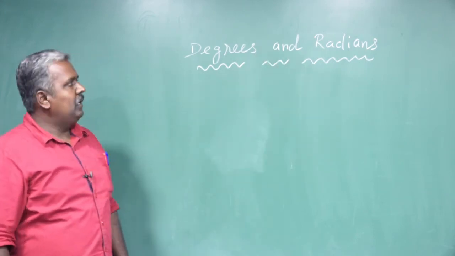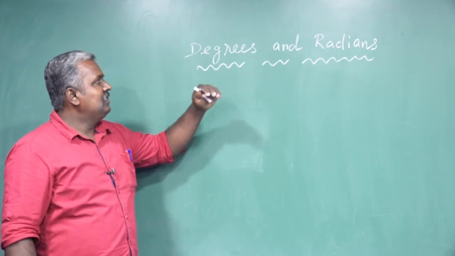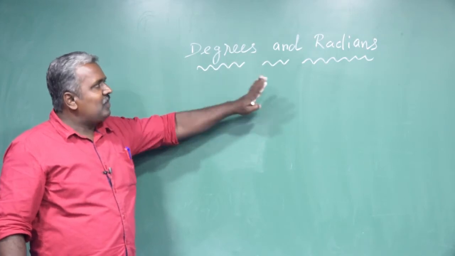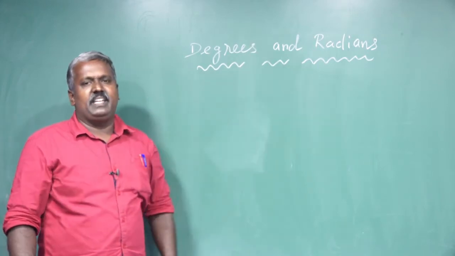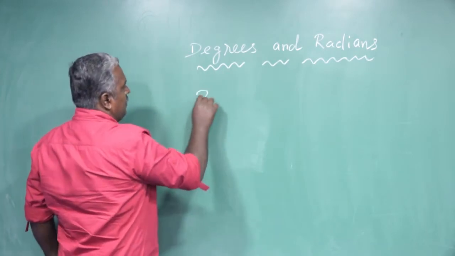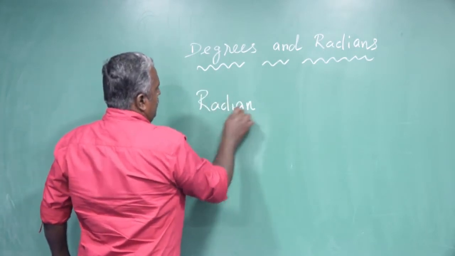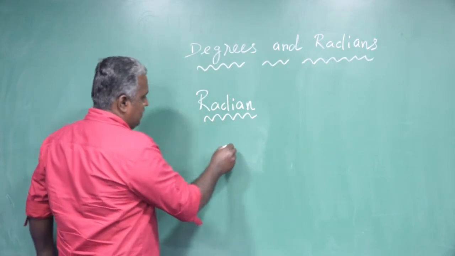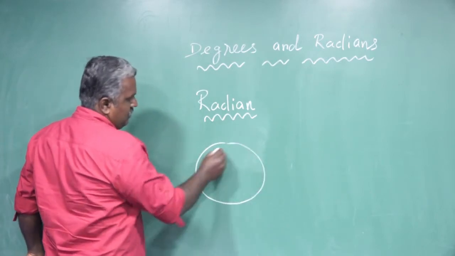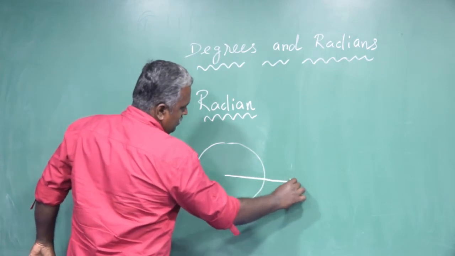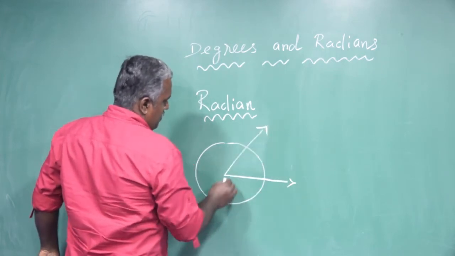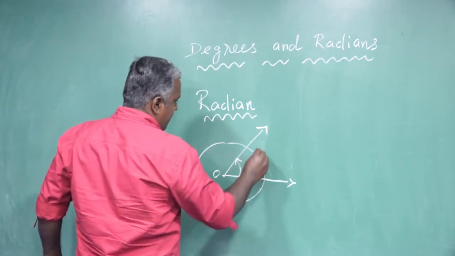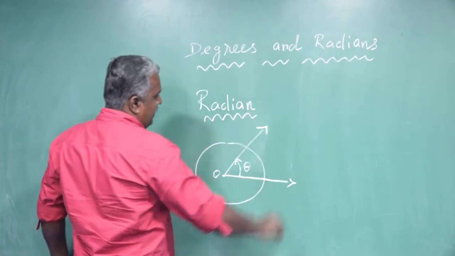Degree, that means 2 degree, 3 degree, 4 degree, like that. But now we are going to discuss mainly what is meant by radian. What is meant by radian? Listen. This is one circle. Center of the circle. That is called theta.